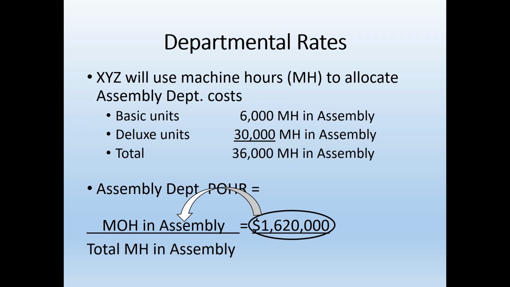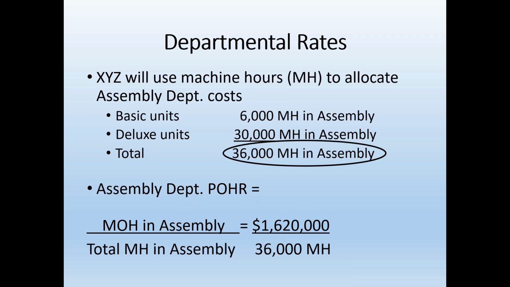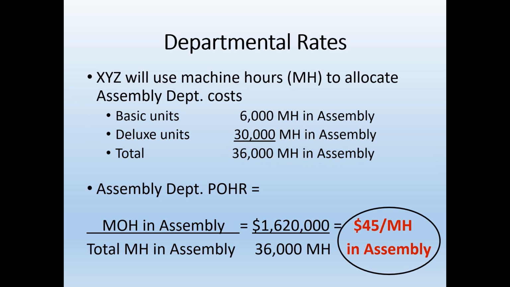XYZ already figured out how much of its total overhead belongs to the assembly department. And we can divide that amount by the total number of machine hours in the assembly department to get the allocation rate for assembly department overhead. This rate tells us that the firm should assign $45 of assembly department overhead to either product for each machine hour that the product spends in the assembly department.